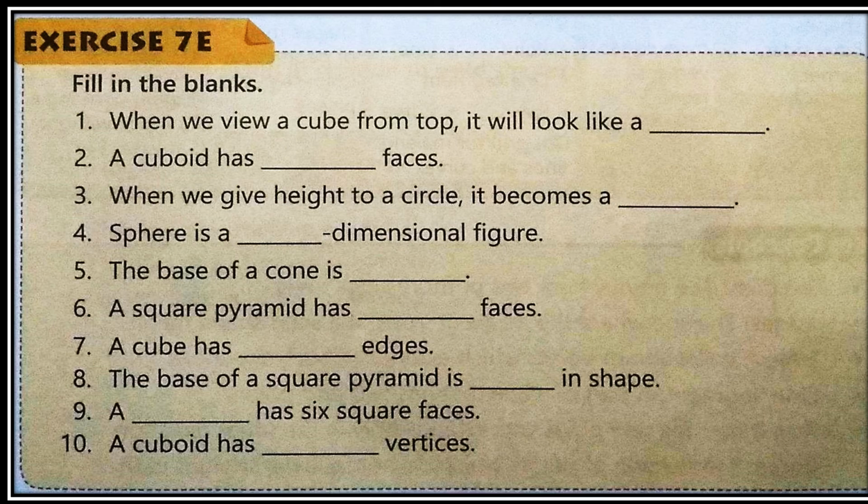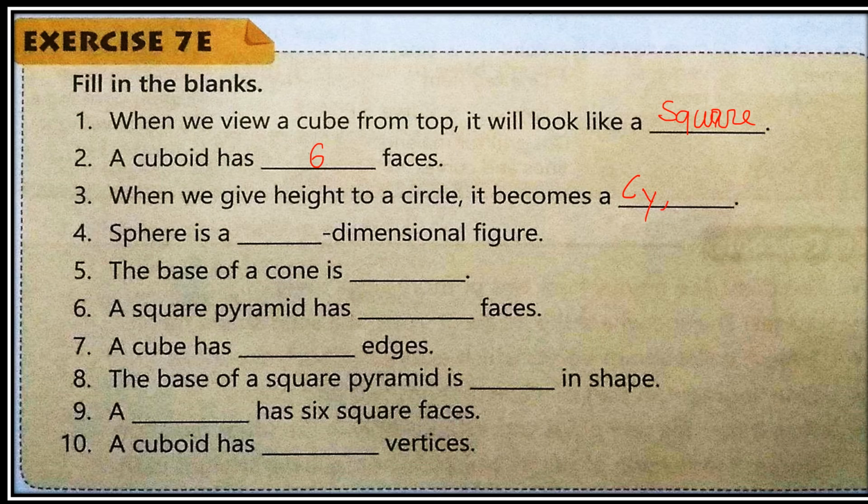So now let's do the exercise. When we view a cube from the top, it will look like a square, because it's made up of squares. A cuboid has how many faces? Yes, six faces. When we give height to a circle, it becomes a what? Cylinder. Got it, children?